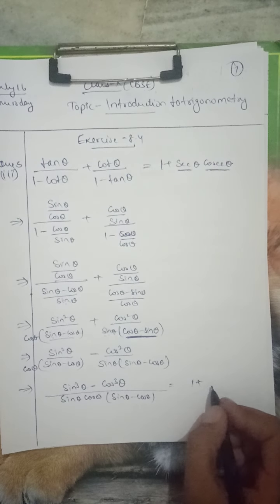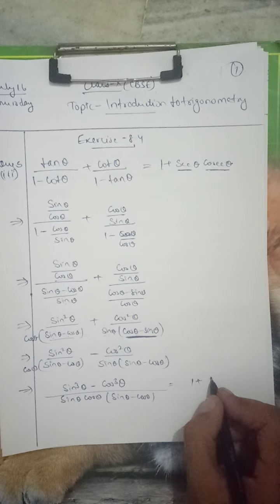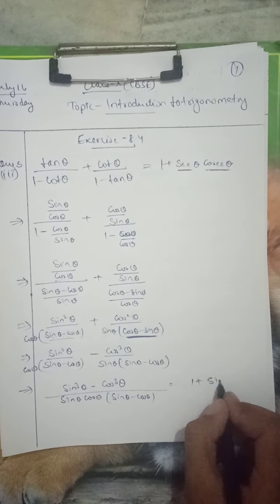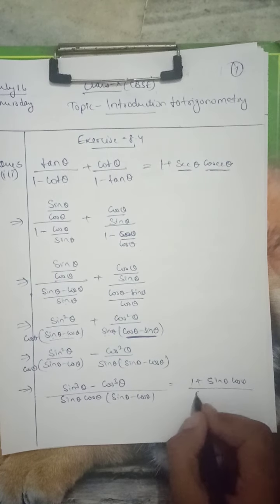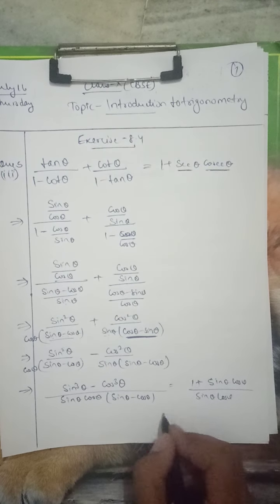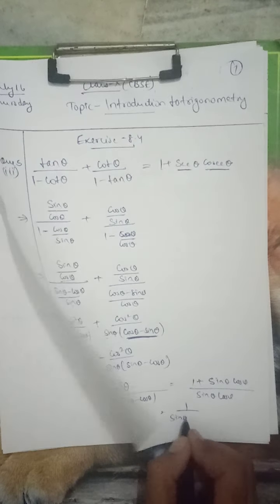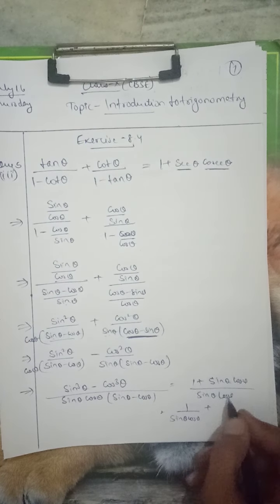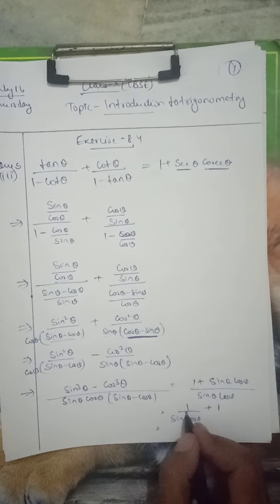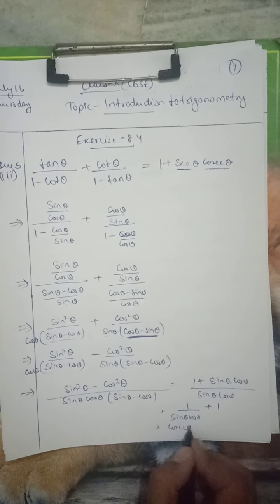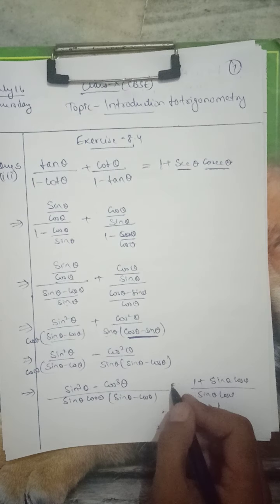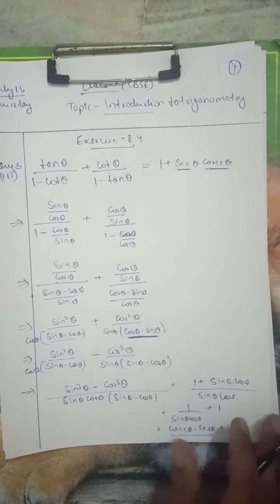1 plus sine theta cos theta upon sine theta cos theta. You will be left with it like this. Write individually: 1 upon sine theta cos theta plus, when you write sine theta cos theta upon sine theta cos theta, it will become 1. Now 1 upon sine theta is cosecant theta and 1 upon cos theta is secant theta, plus 1. I have skipped one step here, you have to write each and every step.